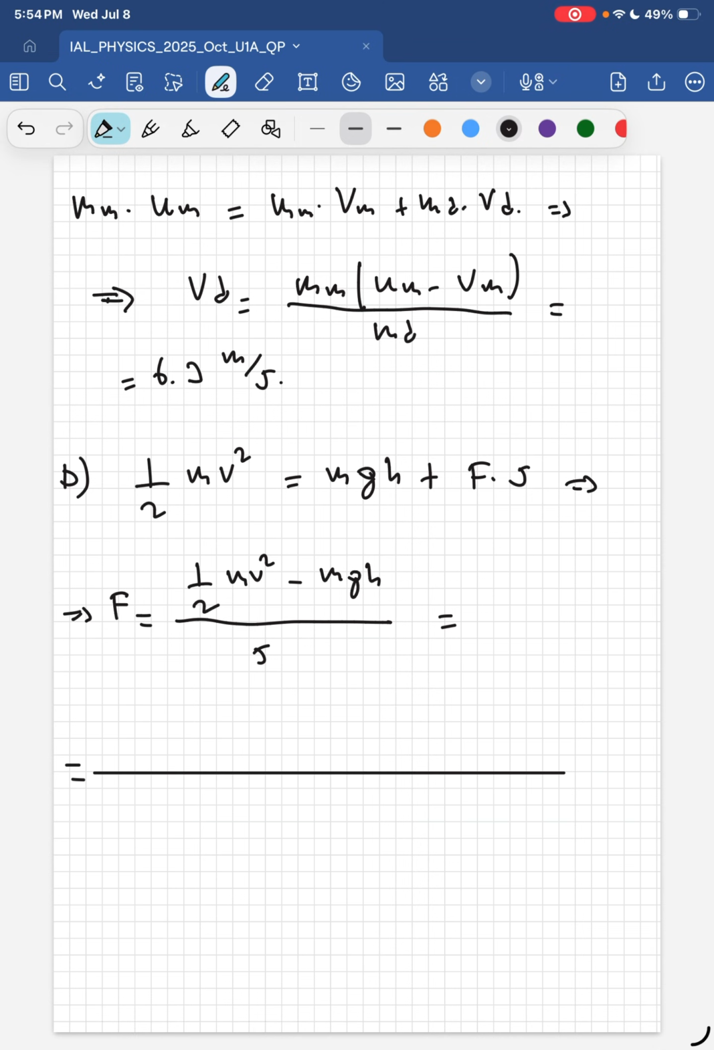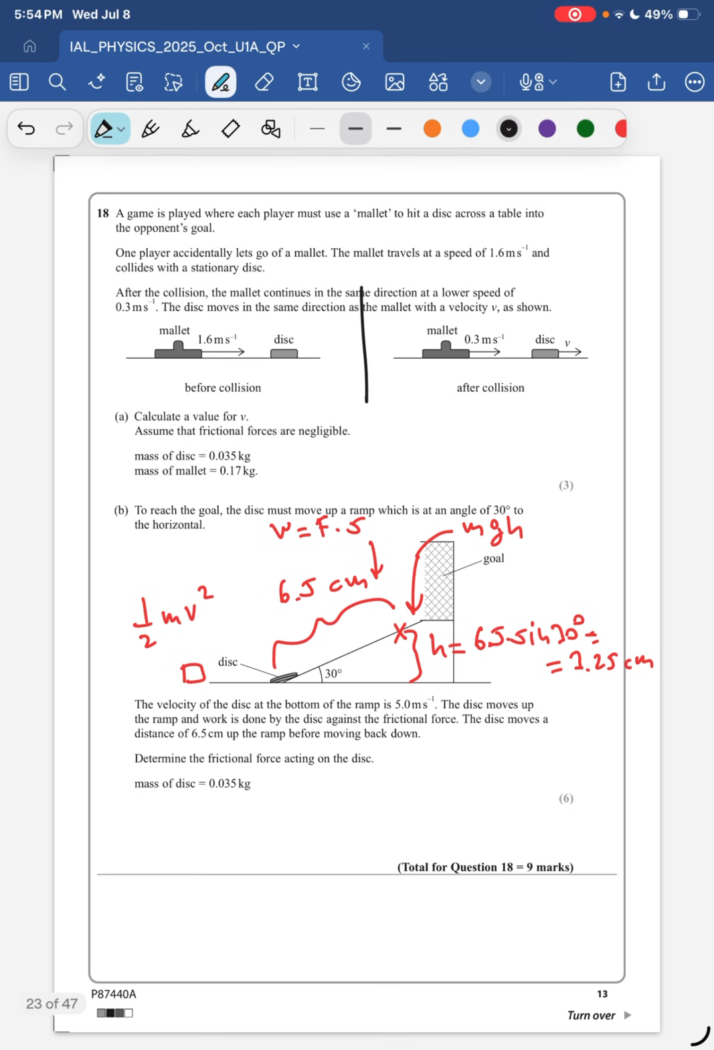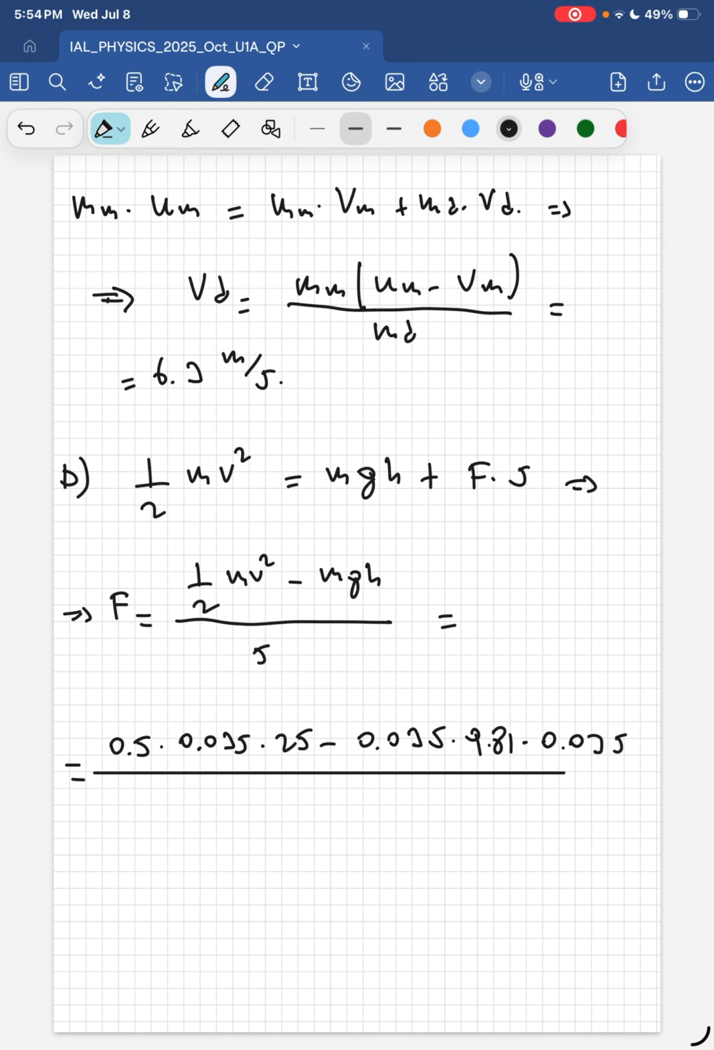going to be equal to 0.5 times the mass, 0.035, times 25, which is the velocity squared, minus 0.035 times 9.81 times 0.030. Wait, let me see. 35. Oops.